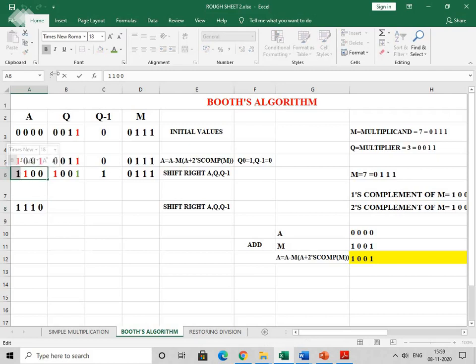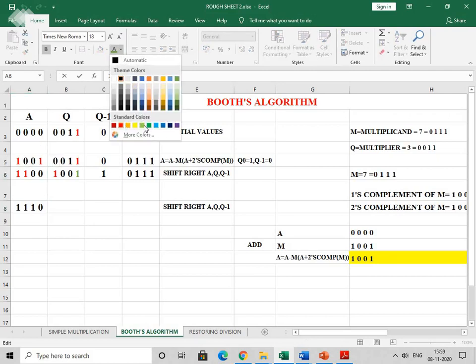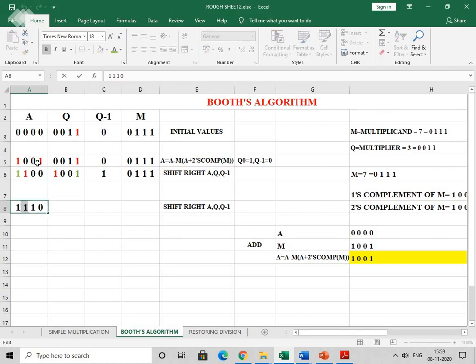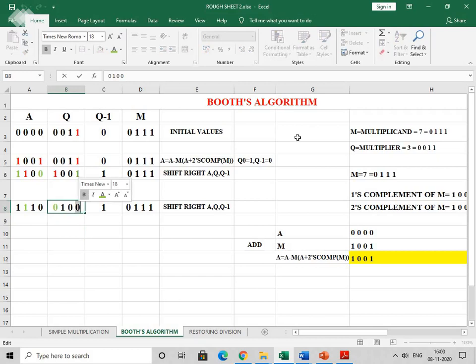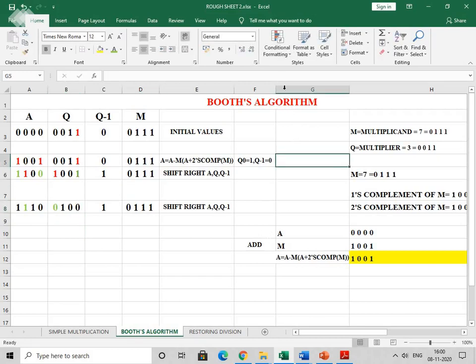So this one has come here. Okay, now this 0 will come here. So 0 1 0 0. Okay, next after that this one will come here. Okay, and M will remain as it is in all the numericals, right? So after shifting right, now again check the Q0 bit. So this is your first cycle.